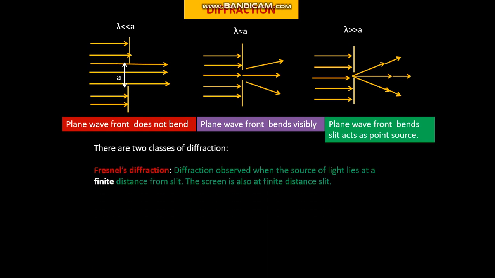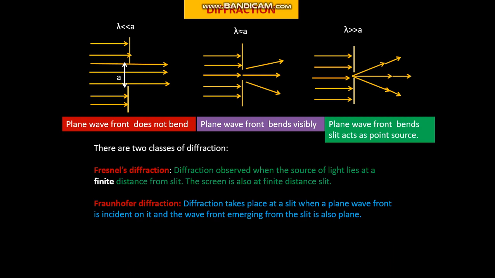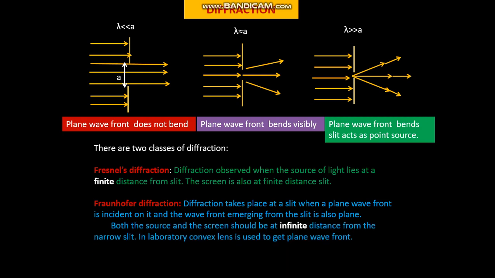There are two classes of diffraction. The Fresnel's diffraction: diffraction observed when the source of light lies at a finite distance from the slit. The screen is also at a finite distance. Fraunhofer diffraction: diffraction takes place at a slit when a plane wavefront is incident on it and the wavefront emerging from the slit is also plane. So, both the source and the screen should be at infinite distance from the narrow slit.